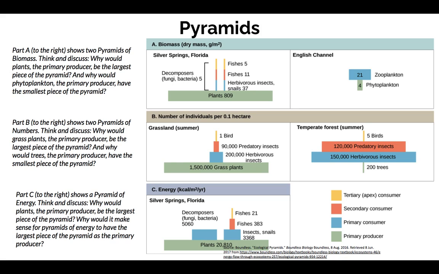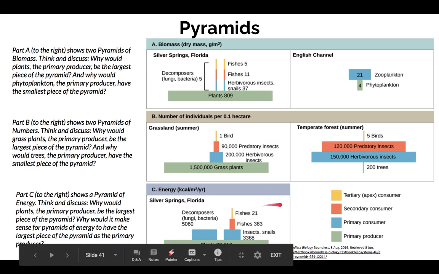Now, looking at pyramids, okay, so this slide can tend to be a little bit confusing, but we're going to talk through it, okay? So part A, these 2 examples, so this whole block are both examples of pyramids of biomass. Part B, right here, these 2 are both examples of pyramids of numbers. And part C, this is a pyramid of energy, okay? And here are the colors to code for each of those examples.